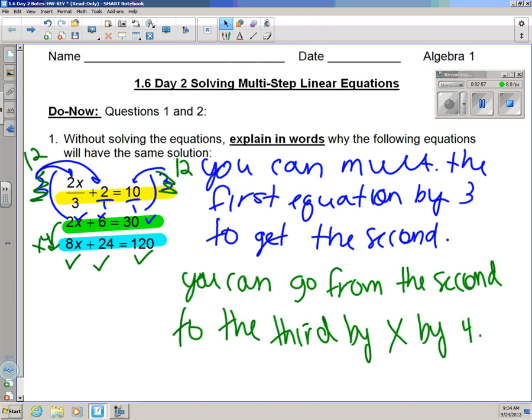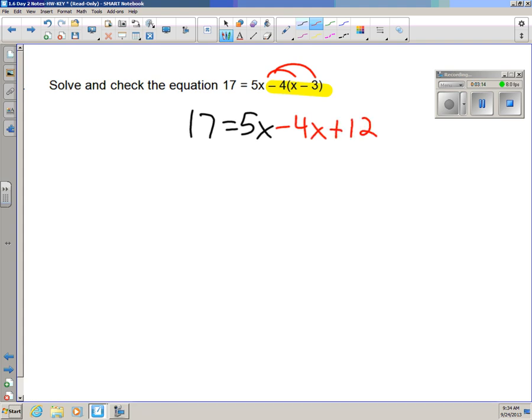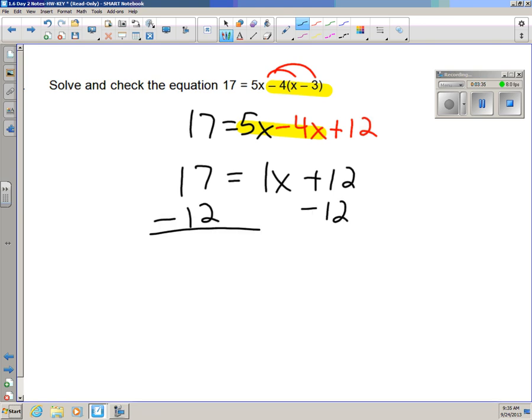Alrighty. The second do now is basically to solve and check this particular equation, understanding that you do, in fact, have the distributive property, which has to happen on the right-hand side. So what's not being touched is 17 equals 5x. What is being touched is the distributive property, negative 4x plus 12, distributing in the negative 4. Then hopefully you see that I've got like terms on the right-hand side. I need to combine those, so on the right-hand side, that's just 1x. I never touch the plus 12 and never touch the 17. All that's left to do is subtract 12 on both sides and get 5 equaling x.